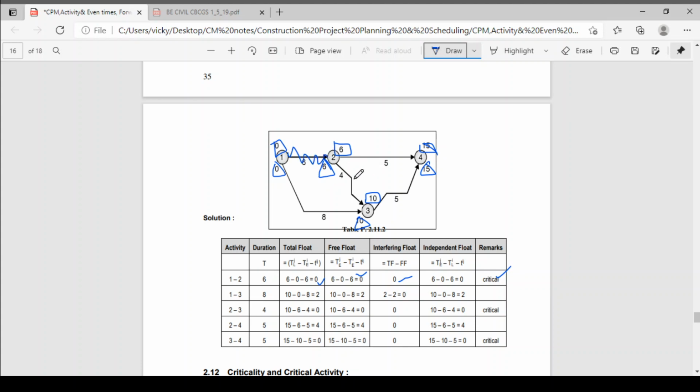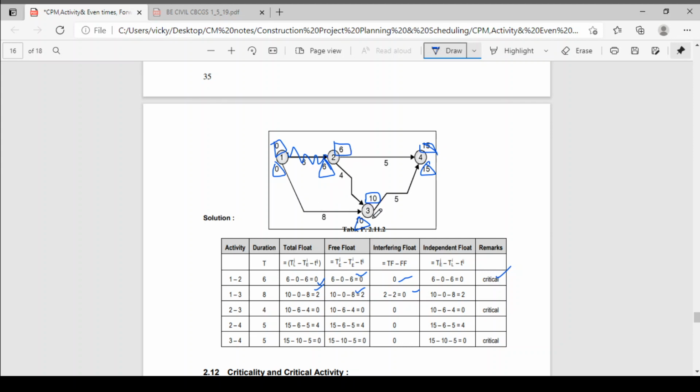Now next, activity 1-3: 10 - 0 = 10, 10 - 8 = 2. Okay, total float 2. Free float: 10 - 0 - 8 = 2. Okay, total float 2. Interfering float, total float minus free float, is 0. Independent float: 10 - 0 = 10, 10 - 8 = 2. Independent float 2.